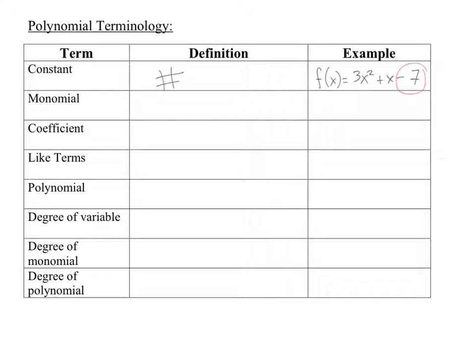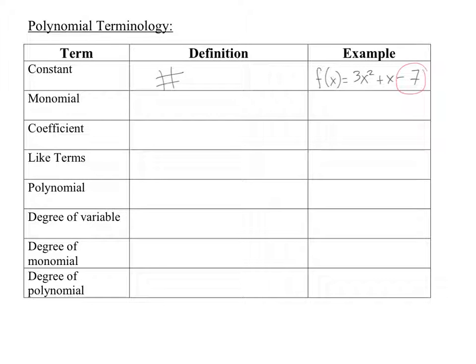Okay, so again, these are constant coefficients, this 3 here and this 1 right here. But negative 7 is really our constant term. This is a variable term. This is a variable term. And this is a constant term. Okay? So in a polynomial, the number that's alone or by itself is called the constant term.